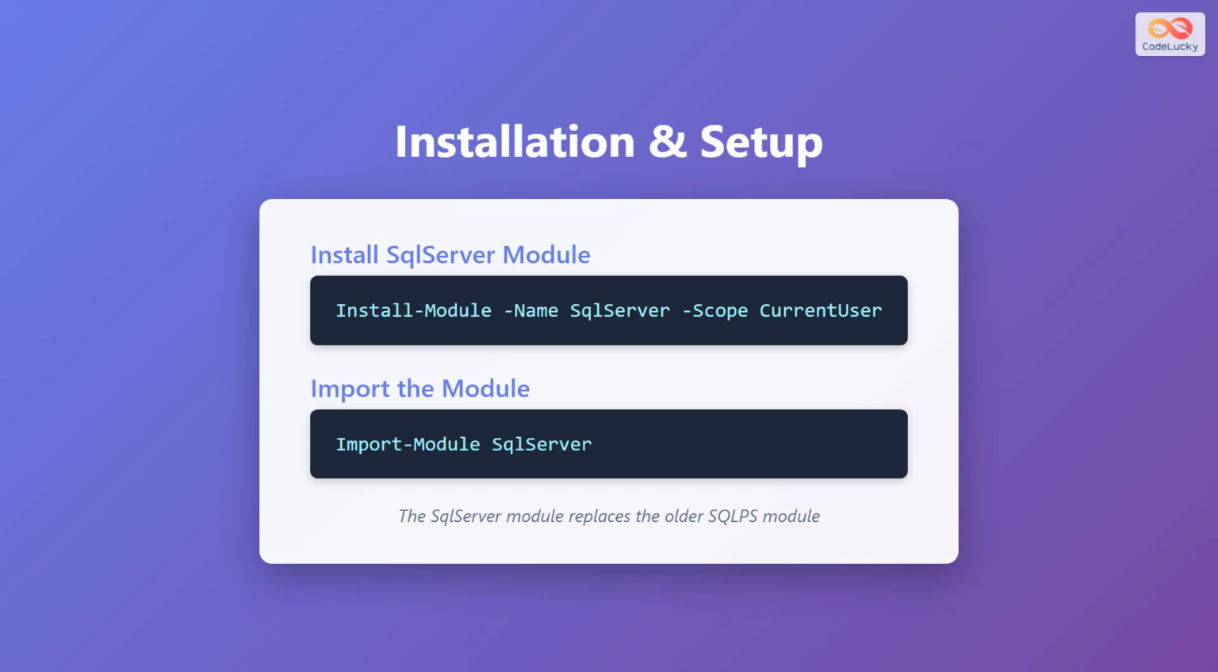Before using Invoke-Sqlcmd, you need to install the SqlServer module. Run the command Install-Module -Name SqlServer -Scope CurrentUser. This installs the module for your user account. After installation, import the module using Import-Module SqlServer. Note that the SqlServer module is the modern replacement for the older SQLPS module, so make sure you're using SqlServer for the best experience and latest features.